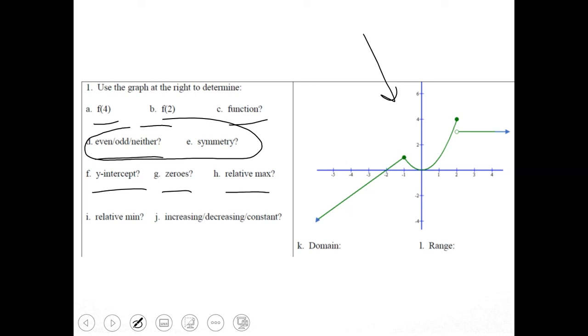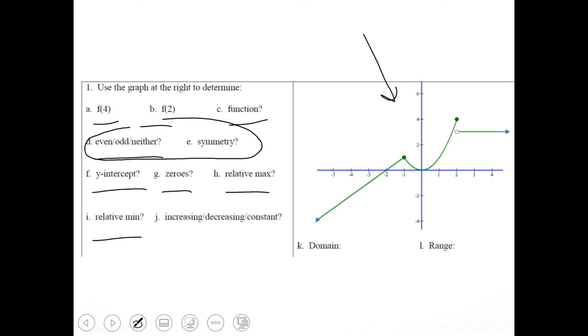A relative maximum means that it is the highest point in the area. So if to the left of the graph, all the points are below it, and to the right of the graph, all the points are below it, that is in fact a relative max. In order to be a relative min, all the points to the left and right have to be above it.